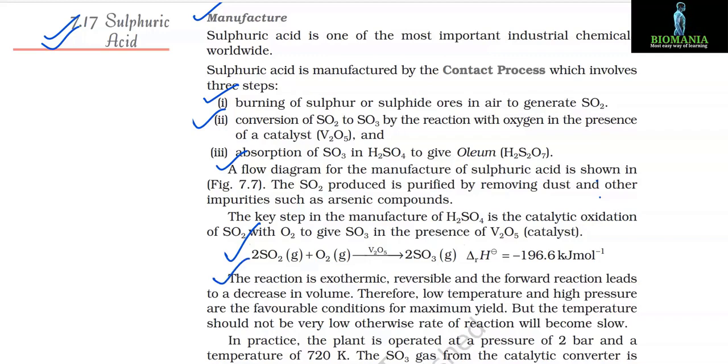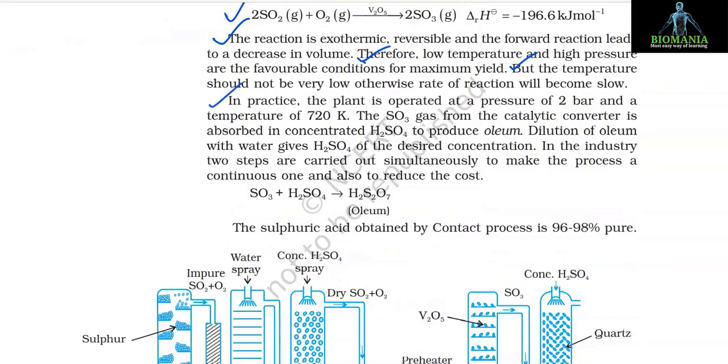The reaction is exothermic, reversible, and the forward reaction leads to a decrease in volume. Therefore, low temperature and high pressure are the favorable conditions for maximum yield. But the temperature should not be very low, otherwise the rate of reaction will become slow. In practice, the plant is operated at a pressure of 2 bar and a temperature of 720 Kelvin.